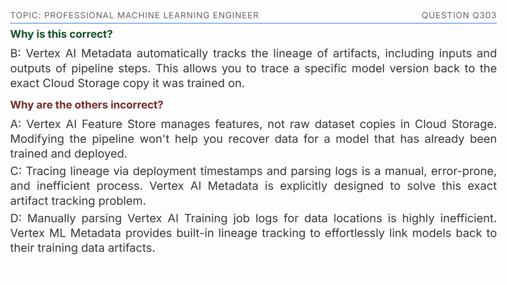C. Tracing lineage via deployment timestamps and parsing logs is a manual, error-prone, and inefficient process. Vertex AI metadata is explicitly designed to solve this exact artifact tracking problem. D. Manually parsing Vertex AI training job logs for data locations is highly inefficient. Vertex ML metadata provides built-in lineage tracking to effortlessly link models back to their training data artifacts.